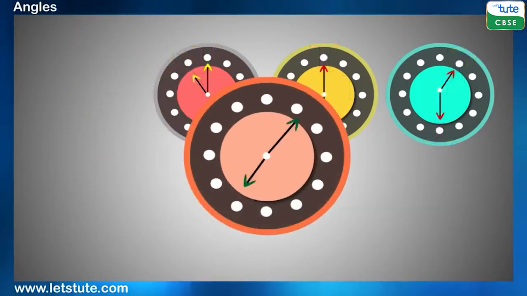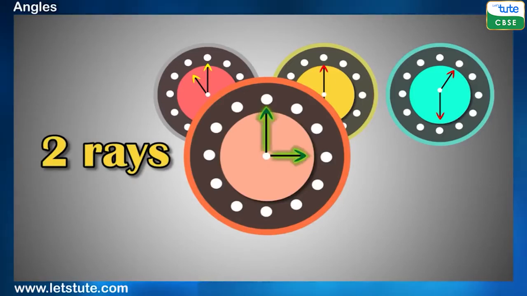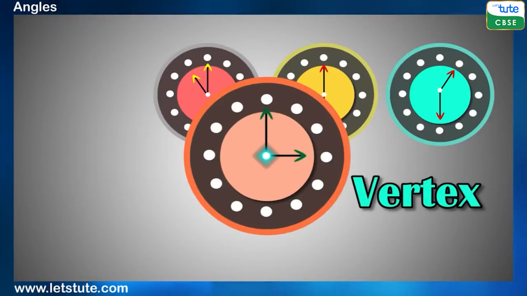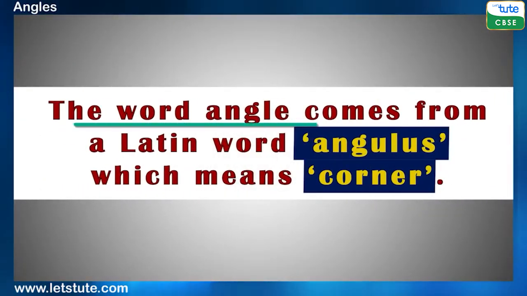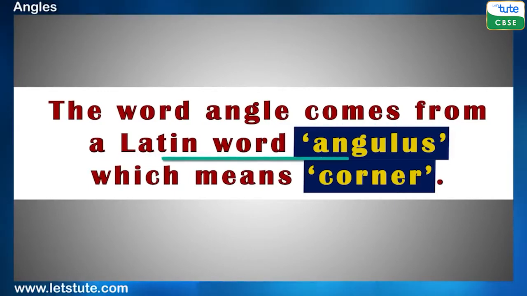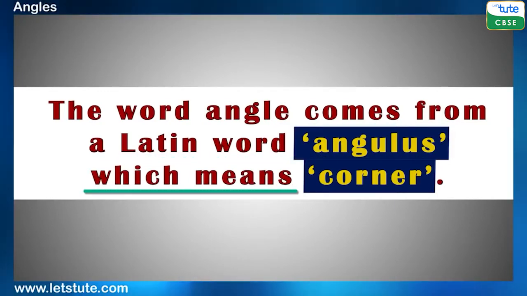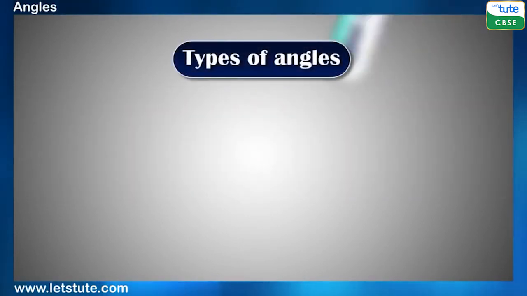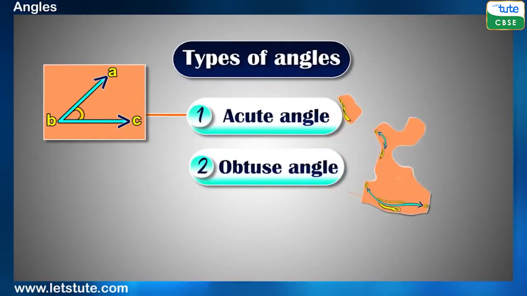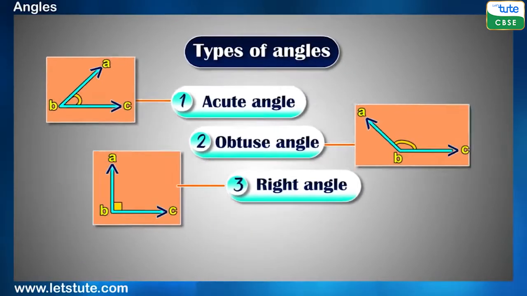Every time the hand of the clock moves, it forms a different angle, right? An angle is basically a combination of two rays with a common endpoint called a vertex. And the word angle comes from a Latin word angulus, which means a corner. So, a few basic types of angles are acute angle, obtuse angle and right angle.